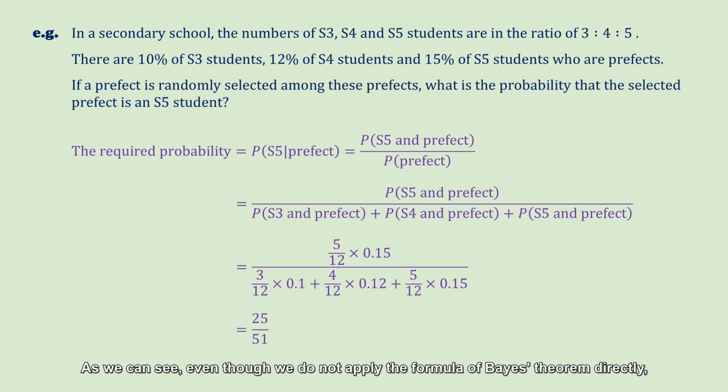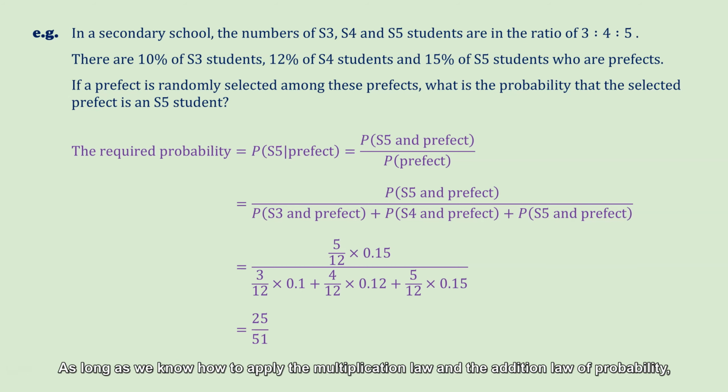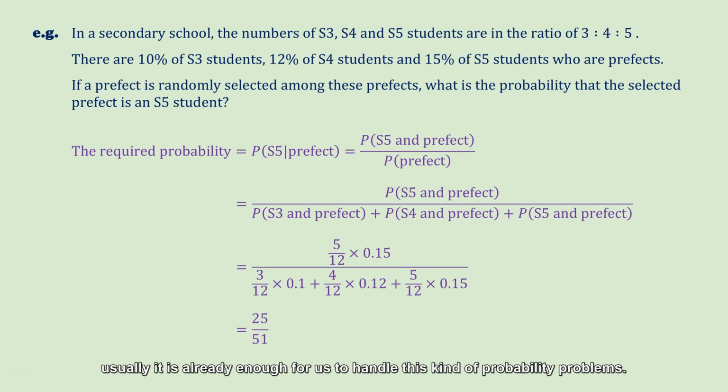As we can see, even though we do not apply the formula of Bayes' theorem directly, by just considering the multiplication law and the addition law of probability, we can also obtain the value of this posterior probability. Therefore, although Bayes' theorem is important conceptually, it may not play a key role algebraically. As long as we know how to apply the multiplication law and the addition law of probability, usually it is already enough for us to handle this kind of probability problem. This is how we can understand Bayes' theorem in probability theory.